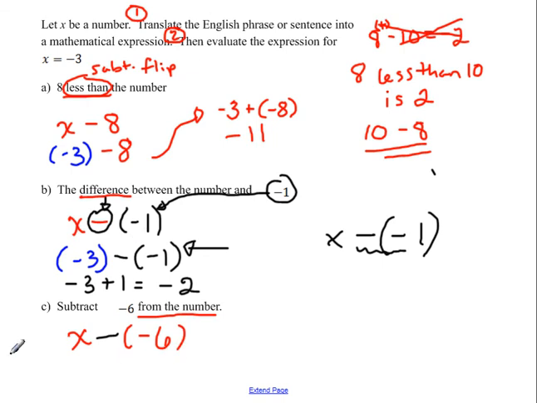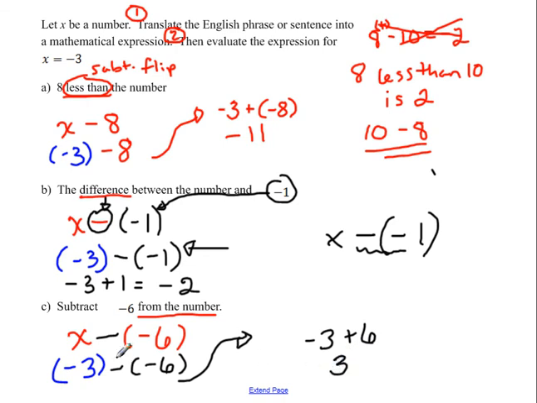So now let's do our evaluating. -3 goes into the x spot, minus -6. That's going to be the same thing as -3 plus 6, which would equal 3 for our final answer.